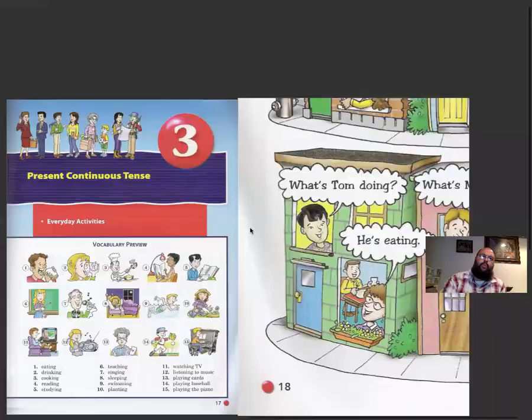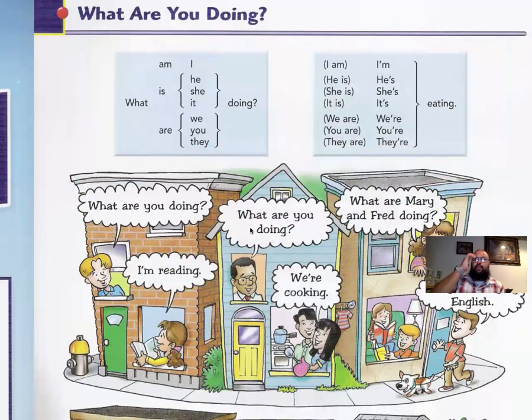Now we're going to talk about "What are you doing?" So to answer the question, what are you doing? We have the answers here, but repeat after me as we ask the questions. What am I doing? What is he doing? What is she doing? What is it doing? What are we doing? What are you doing? What are they doing? And we practiced this before, so we're going to go right into the second portion for the contractions.